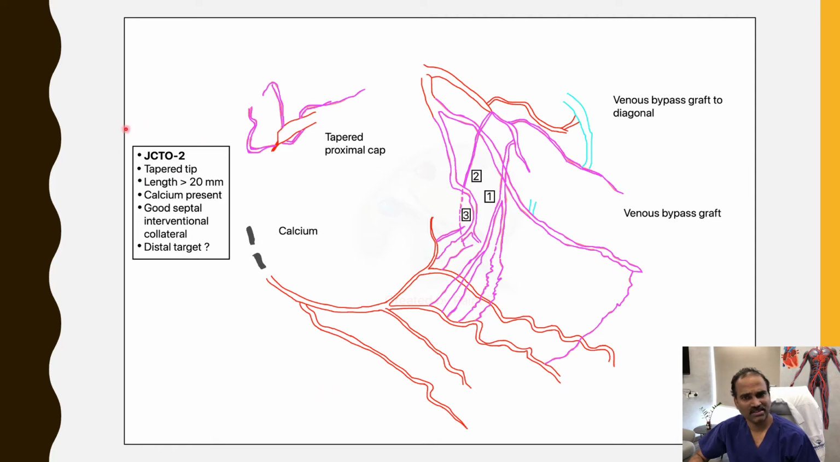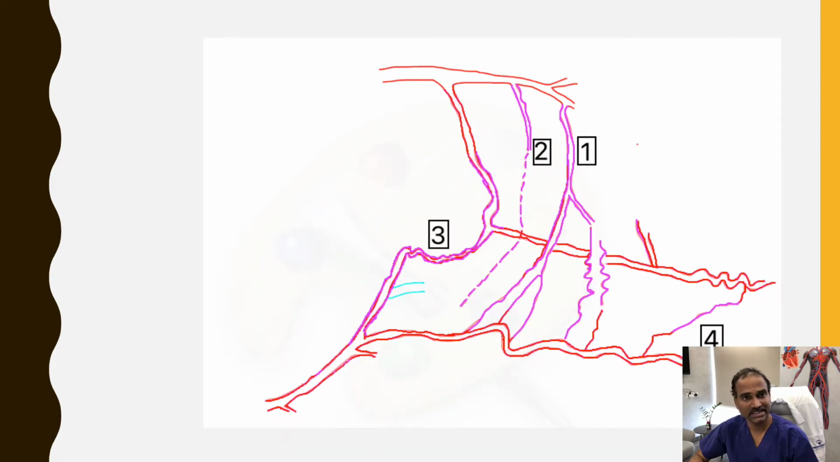So basically it's a JCTO2, and as the tip is tapered, we can always go with antegrade wire escalation, but the chances of antegrade wire escalation working in this patient is a little dismal. It may get stuck in the middle, at the calcium. Then we can go retrograde either through septal or epicardial collaterals. If that doesn't work out, then we'll come back and we'll close it in ADR.